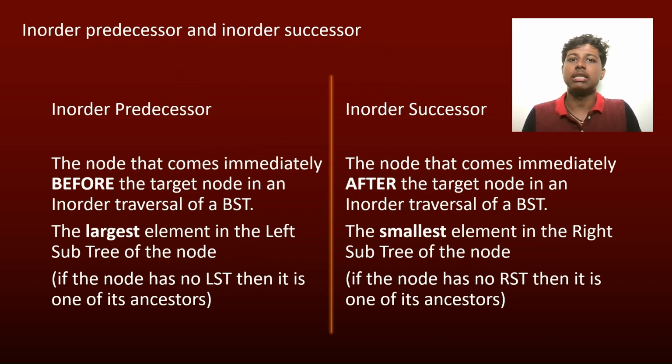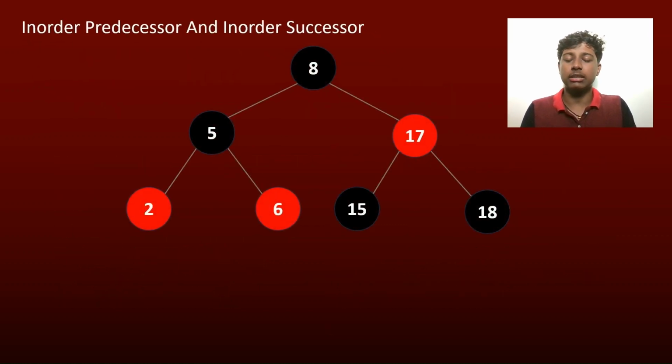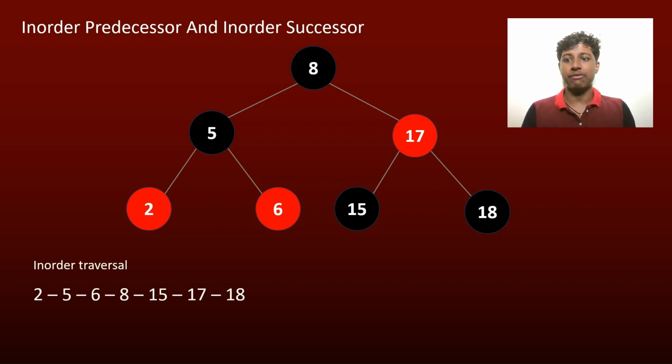So during the in-order traversal of this tree, we can see that first we traverse to node 2, then 5, 6, 8, 15, 17 and 18. So for example, if we look at the in-order predecessor and successor of node 5, we can see that the element which is traversed before node 5, that is 2, is the in-order predecessor, and node 6 is the in-order successor.